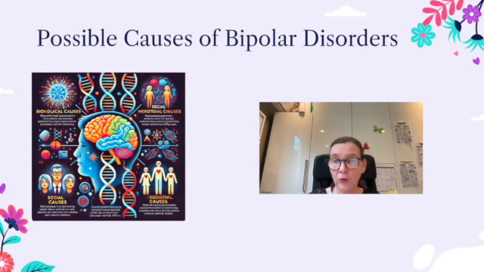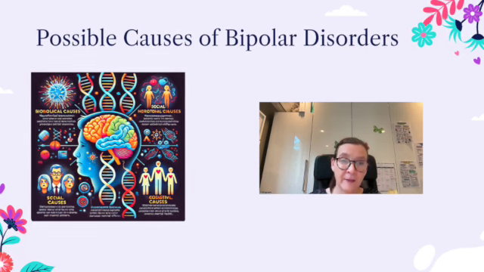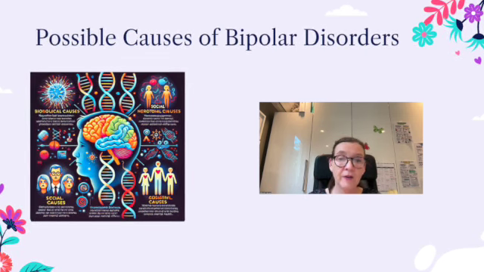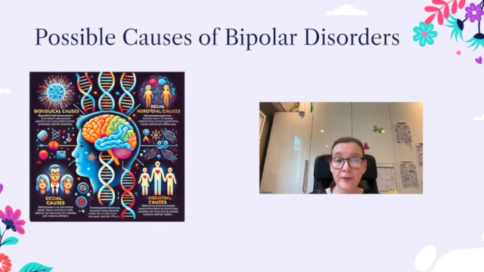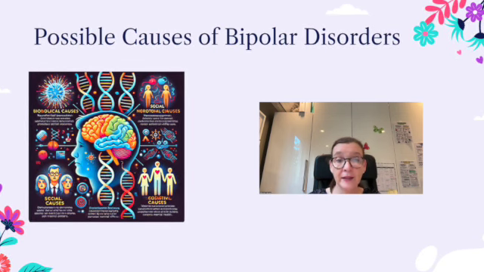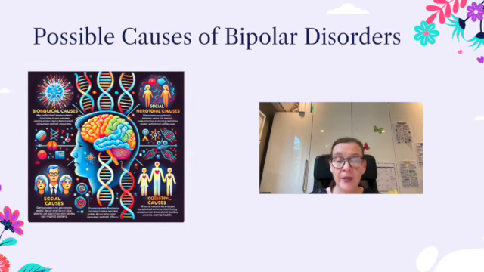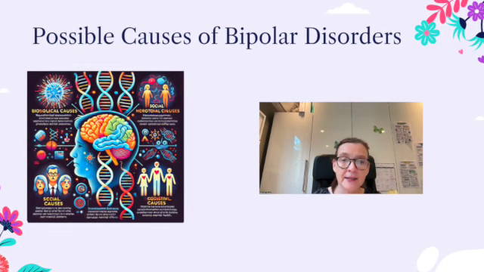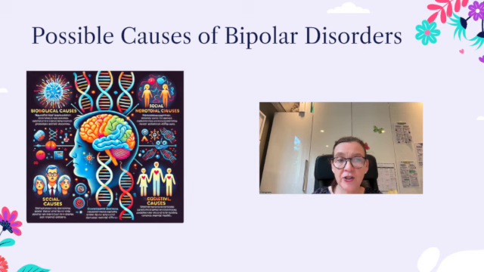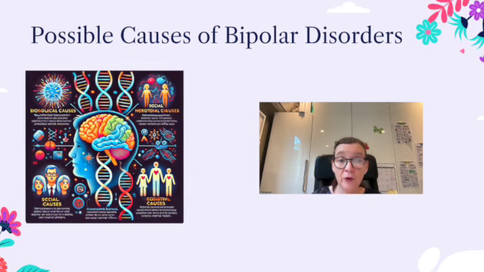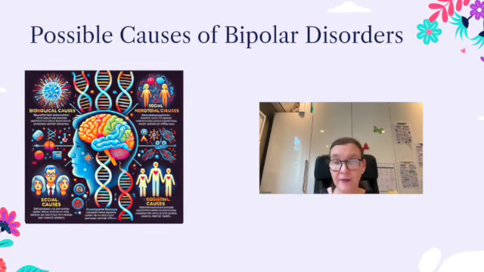Then we have genetic causes. Genetics also play a role in bipolar disorder. Family history increases the risk. If a close relative, such as a parent or sibling, has bipolar disorder, the likelihood of developing it is higher. Specific genetic markers: scientists have identified genetic variations linked to mood disorders, though no single bipolar gene has been found.